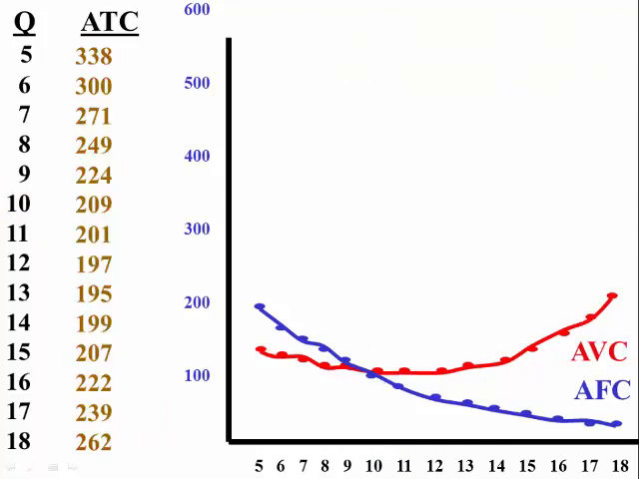Let's go ahead and graph now the ATC. So go ahead and take your time and graph the ATC from the 5th unit to the 18th unit. And if you did it correctly, it should look something like this.